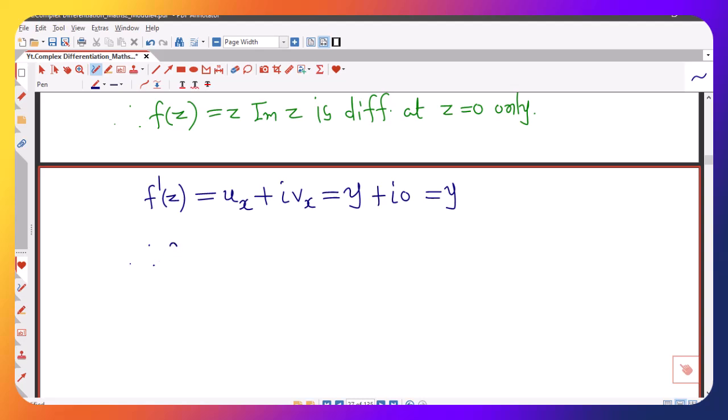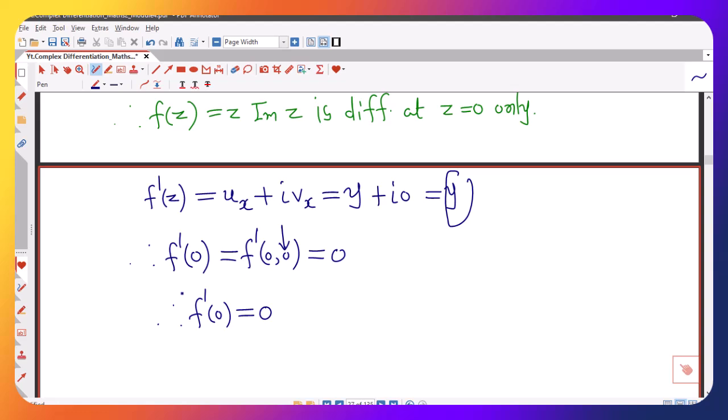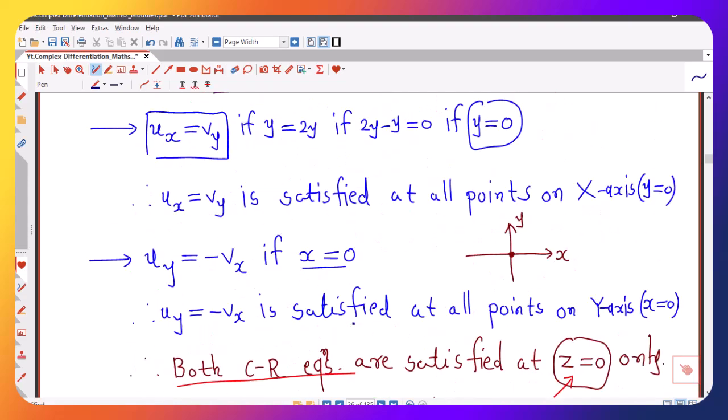But we are interested in the derivative at z equal to 0. z equal to 0 can be rewritten as the ordered pair (0, 0), and here the y component is 0 and here we have only y. Therefore, we can say that the derivative of f of z at z equal to 0 is 0. So the function is differentiable at z equal to 0 only, and its derivative is 0 at z equal to 0.